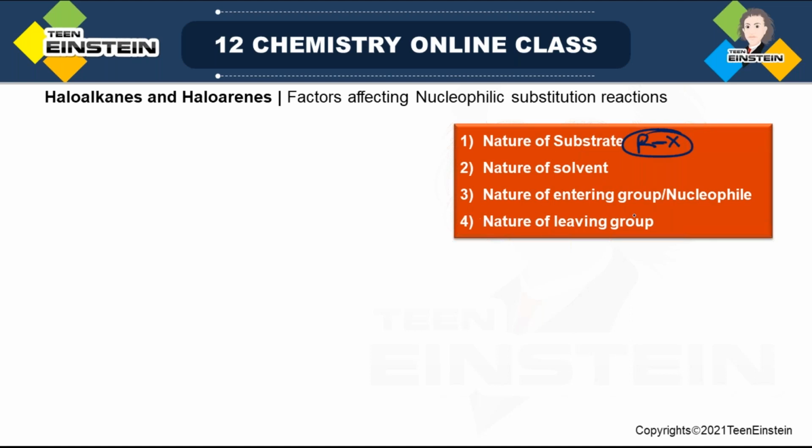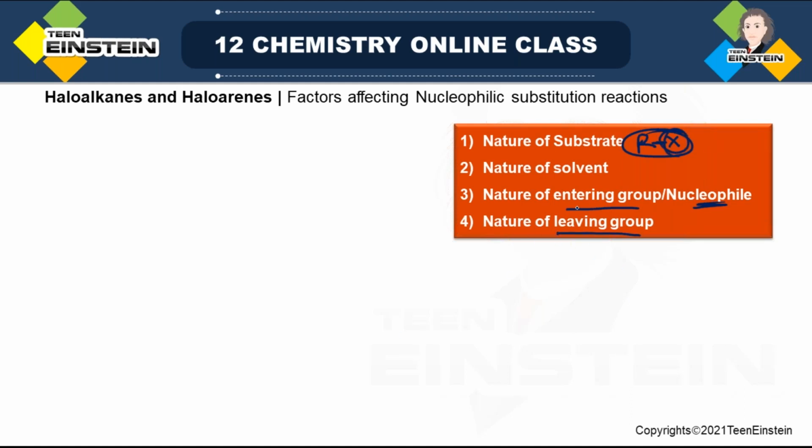Then nature of entering group, which is nothing but nucleophile. So you can call it nucleophile, you can call it entering group or attacking reagent, whatever you can say. But nature of nucleophile, that whether it is a sterically hindered nucleophile or a very simple small molecule, or is it a strong nucleophile, or is it a weak nucleophile. So depending on all these factors, you can get different mechanisms. And finally, the nature of leaving group, that is the nature of halide basically.